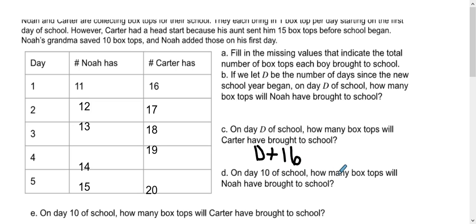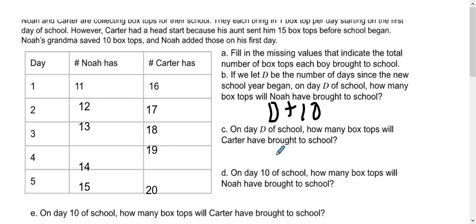And then on day 10, how many will Noah have brought? Oops, sorry, I did that wrong. Yeah, D plus 15. Sorry, let me rewrite this. So let's look and see. I didn't read this. How many box tops will Noah have brought? So Noah is here. So Noah would be D plus 10 because each time you add 10.